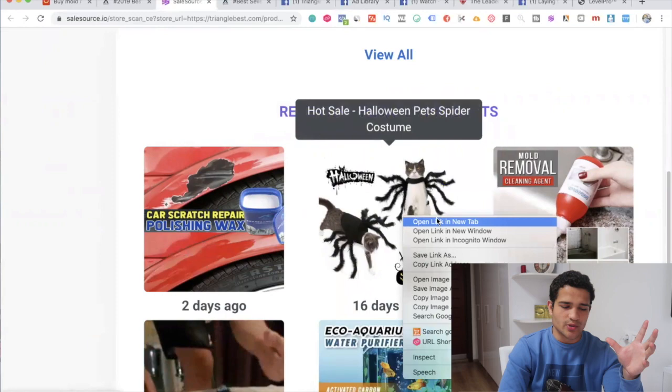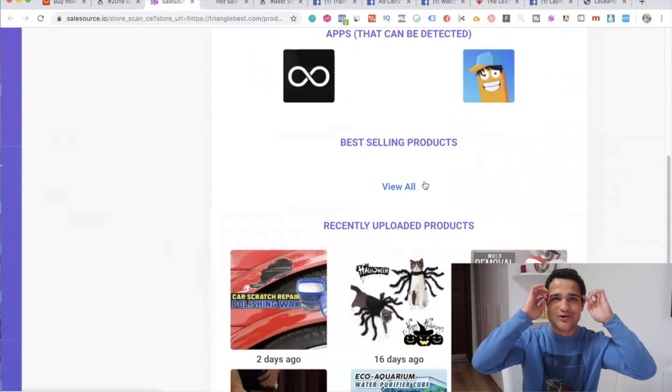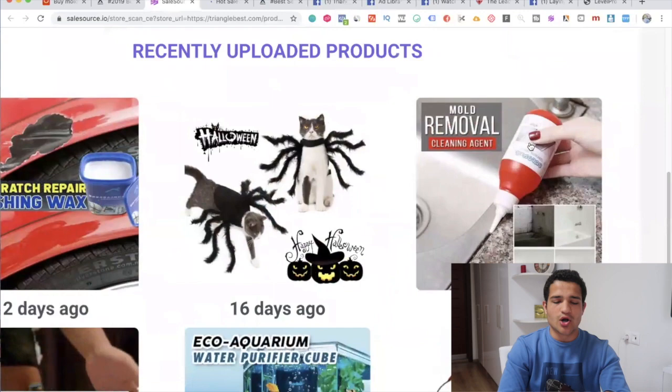They're also selling this Halloween one. Oh wait, this is the recently uploaded product. Sorry about that. The best sellers, oh, whoop. Sorry about that. This is the recently uploaded product. So this one in particular is the one that they're advertising hard, which is the one that they're selling the most. And then they just uploaded this car scratch polishing wax.